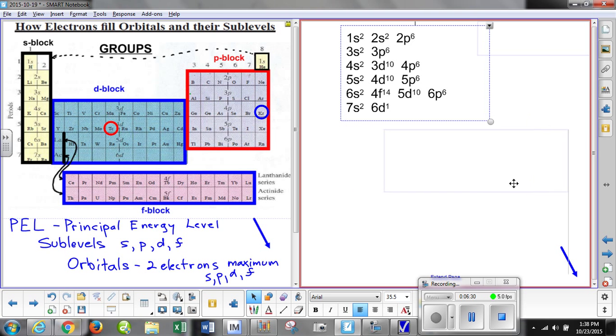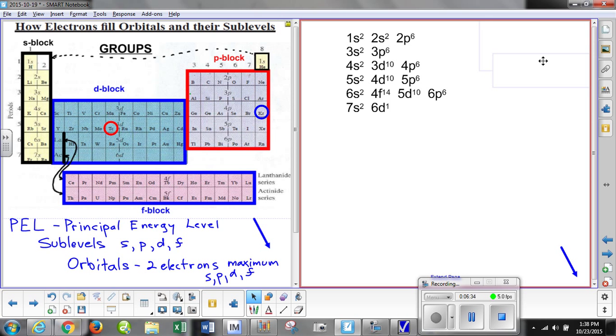Now, guess what we get to do when we do noble gas configurations? This is awesome. You're going to like this. I'm going to circle here. That's everything we get to leave alone. We don't have to write that stuff. How do you like that, huh?